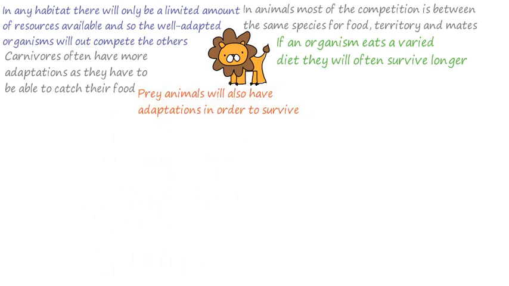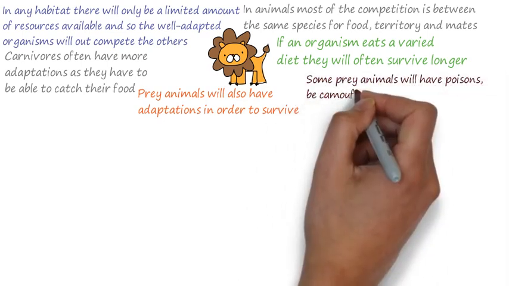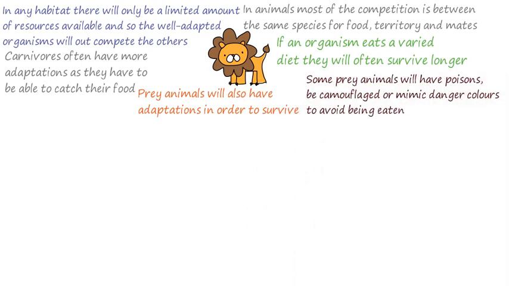The prey will also have adaptations in order to survive. Some prey animals will have poisons, be camouflaged, or mimic danger colours to avoid being eaten. So even prey animals are competing with each other. Territory is often competed for, as some animals may nest in certain areas, or it could be a place that has the best food source.